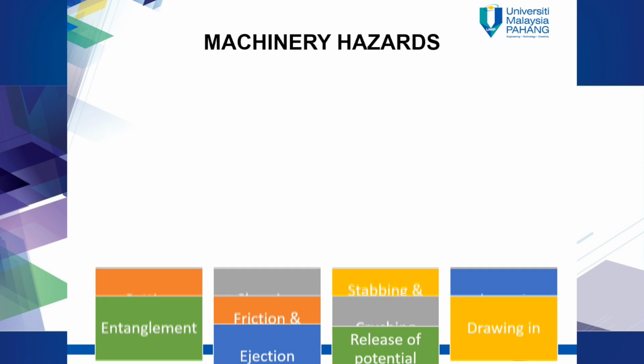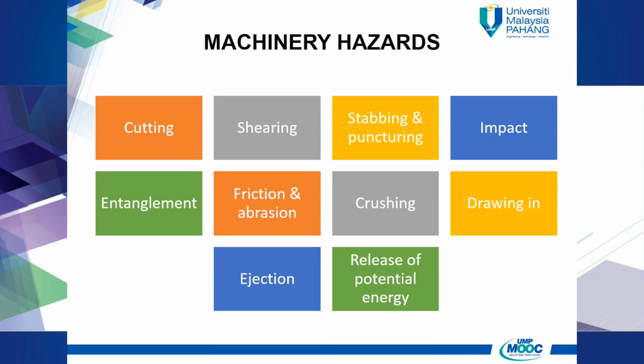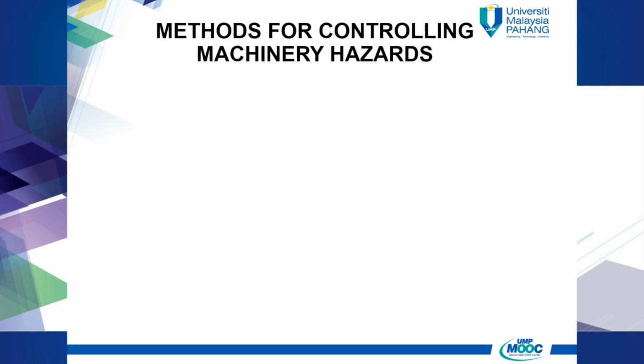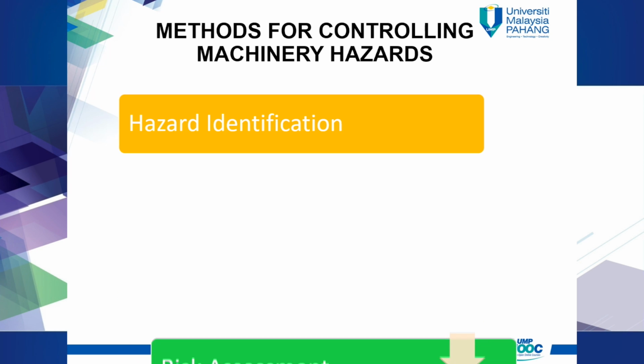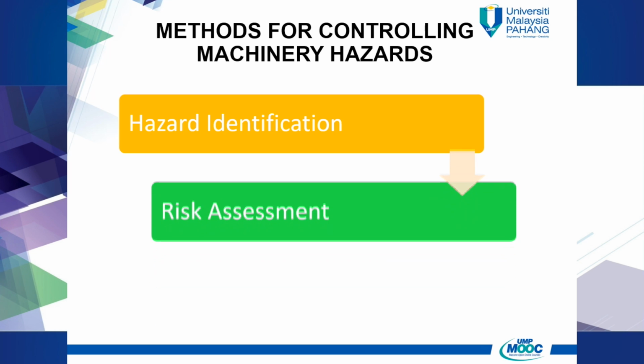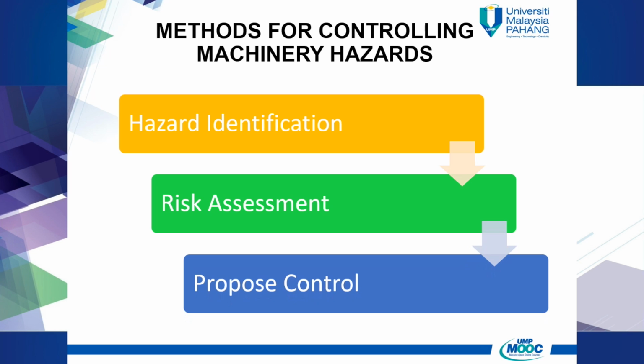In the previous lesson, we have learned about different types of machinery hazards. In order to avoid any accidents, we need to control these hazards. The basic method for determining the control of machinery hazards is similar to other hazards. First, you have to identify the hazards. Second, conduct a risk assessment. And third, propose controls based on the level of the risk.